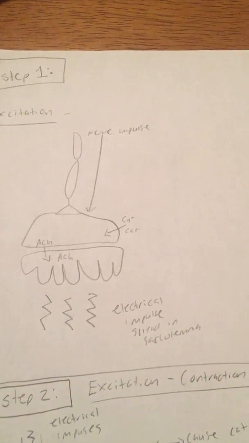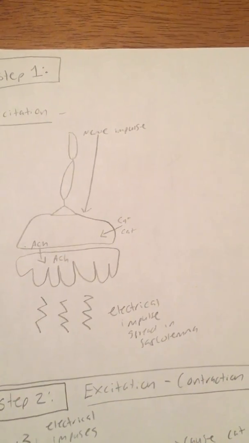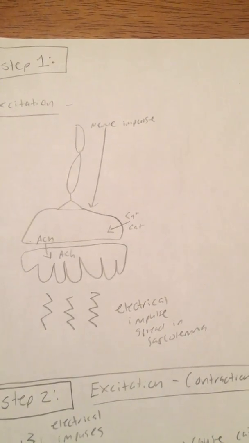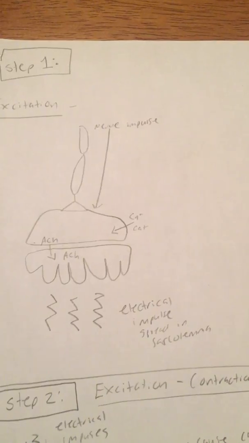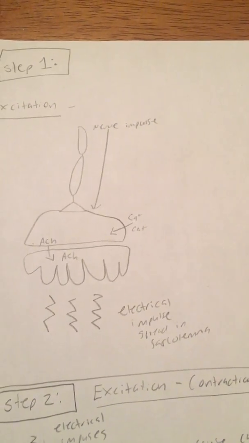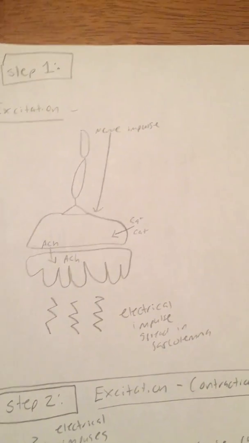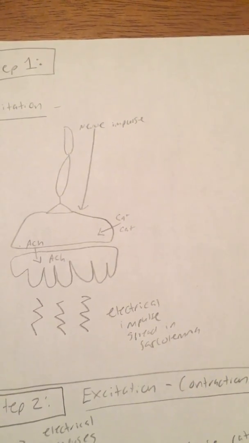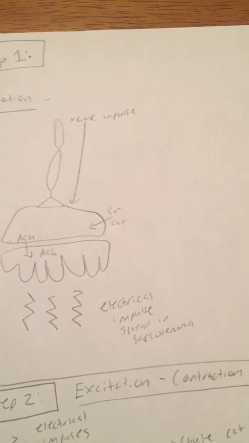So in the first step, we have excitation. Here, nerve impulses are sent down the motor neuron and arrive at the synaptic knob. At this time, calcium that is on the outside moves into the synaptic knob. This calcium being on the inside causes synaptic vesicles to release ACH into the synaptic cleft.